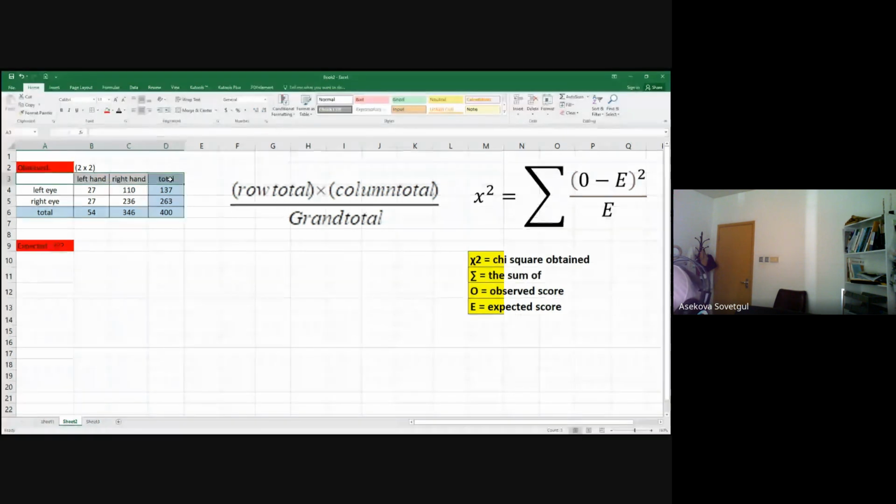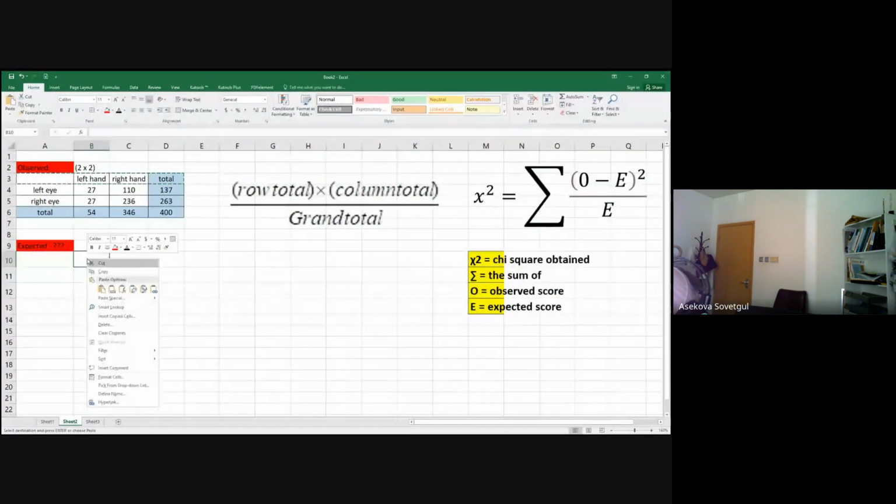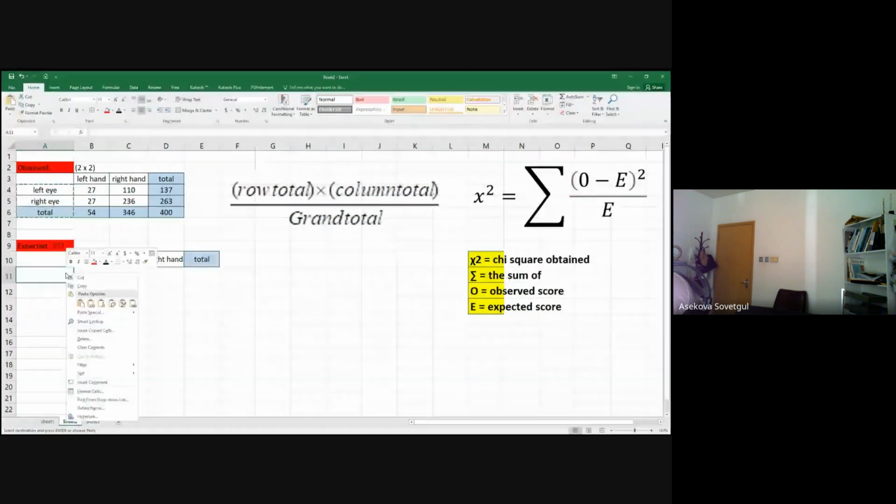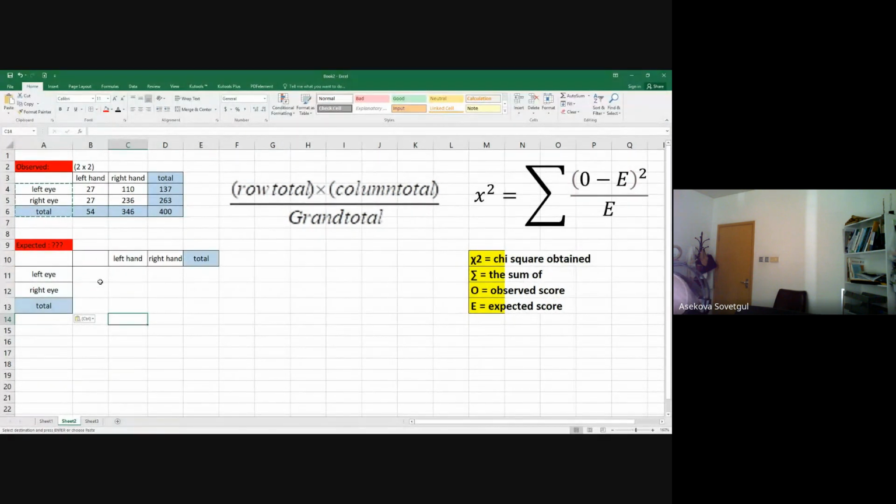Let me copy this one here, and for the left eye, okay, we copy just this one too here, yeah. Okay, so let's calculate it. For the first category, it is left hand and left eye. The total is 54.